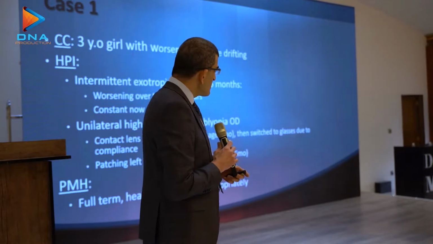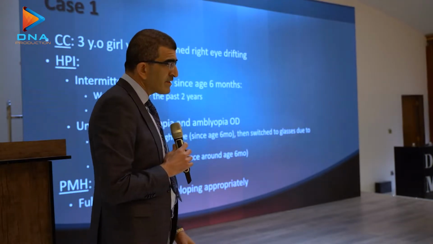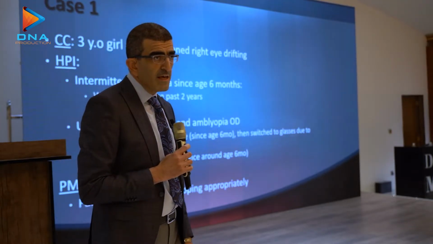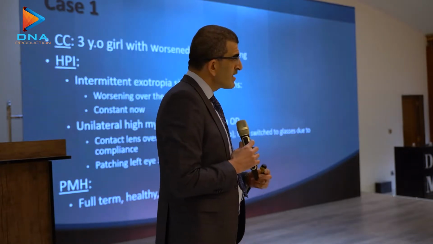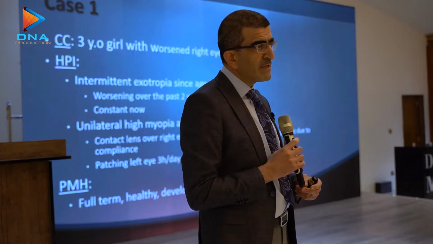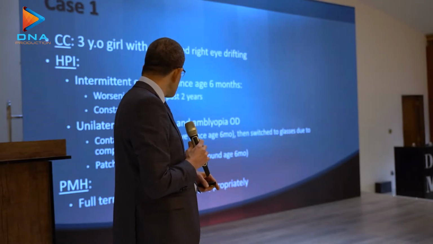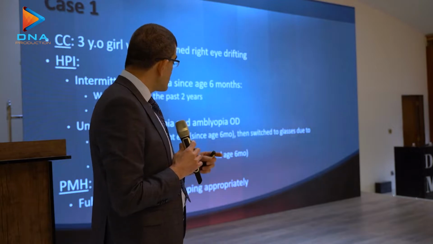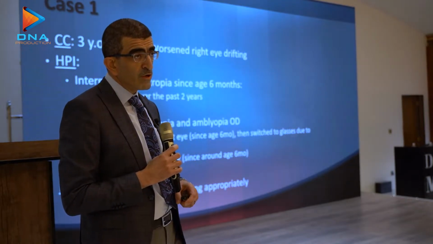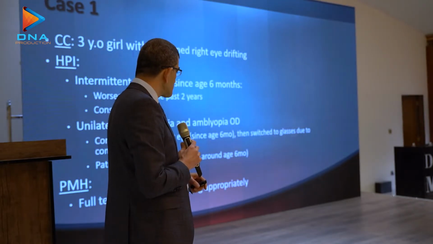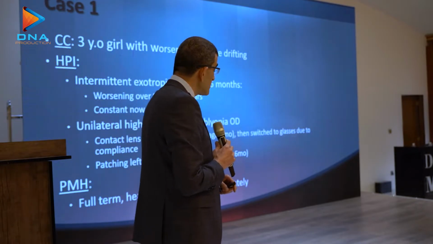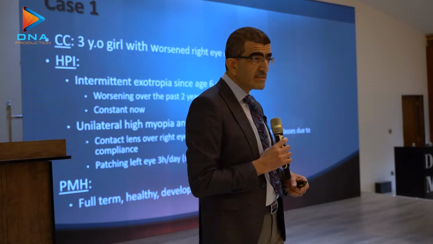daily practice. This is an example of a 3-year-old girl with intermittent exotropia that started when she was 6 months old and gradually became more constant, manifested. She has a history of monocular myopia, so her right eye has very large myopia, and she was treated with contact lens on the right eye.